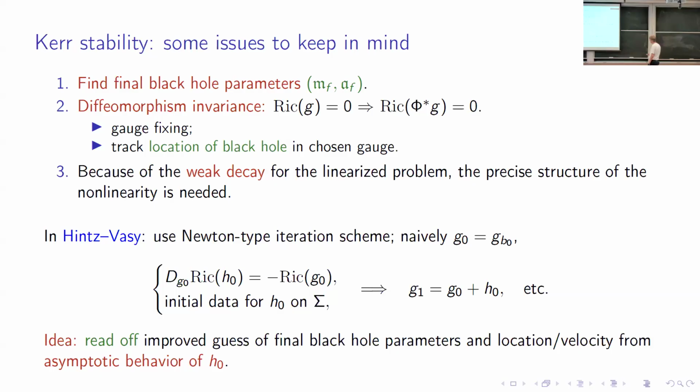So you really have to understand the nonlinearity in detail, in contrast to what happened in the Kerr-de Sitter case. But then, very naively, you can hope that some iteration scheme where at each step you solve a linear equation may work. But of course, the linear equation won't decay to zero, right? In the linearized Kerr, there are all sorts of gauge solutions and so on. So you really need to read off an improved estimate of the final black hole parameters, the location of the black hole, its velocity, and all this kind of stuff. So you have to keep this in mind if you want to formulate a linear stability problem.